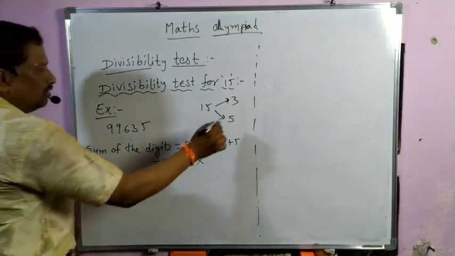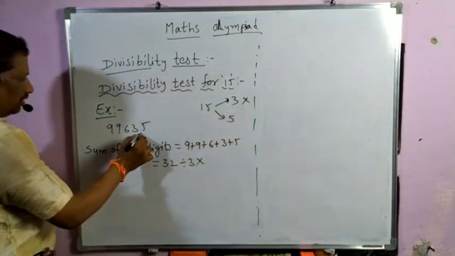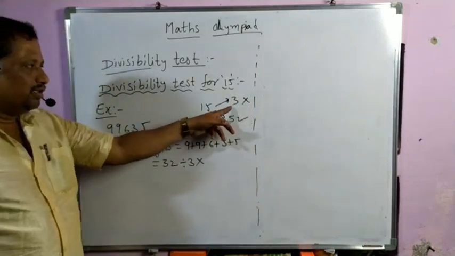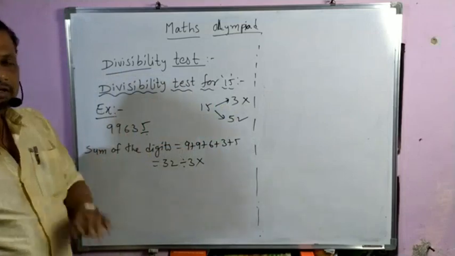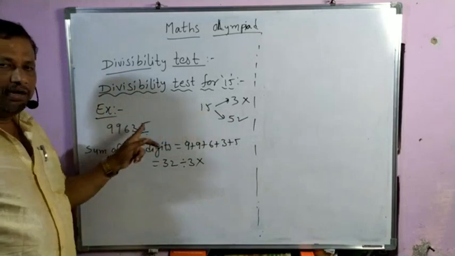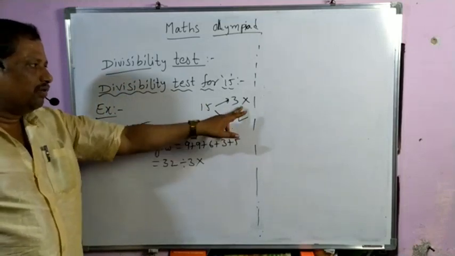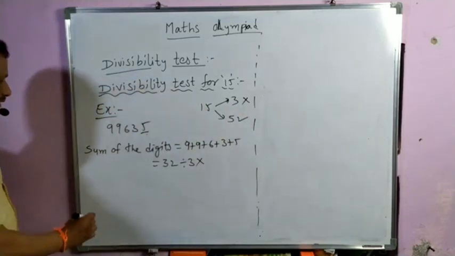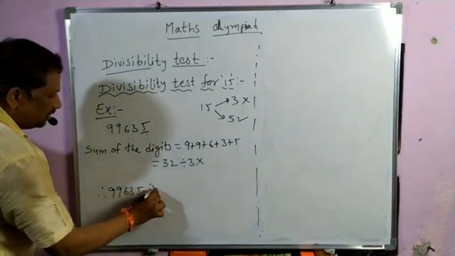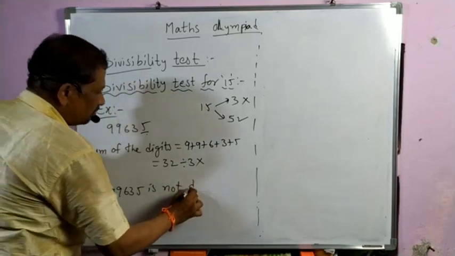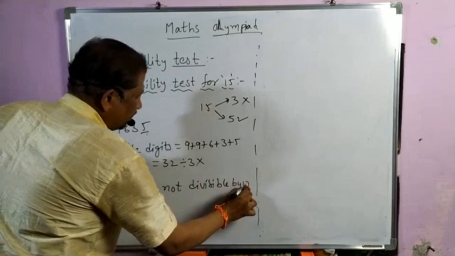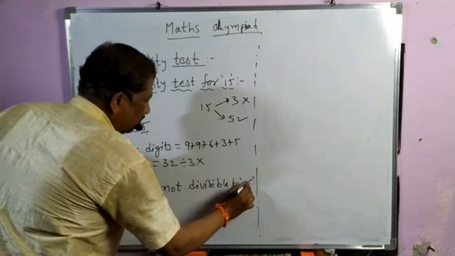Next, you have to check for 5. The last digit is 5, so it is divisible by 5. But it is not divisible by 3. Therefore, the given number is not divisible by 15. If both satisfy the divisibility test, then the given number is divisible by 15. But here one is satisfying and the other is not. So the given number 99635 is not divisible by 15.